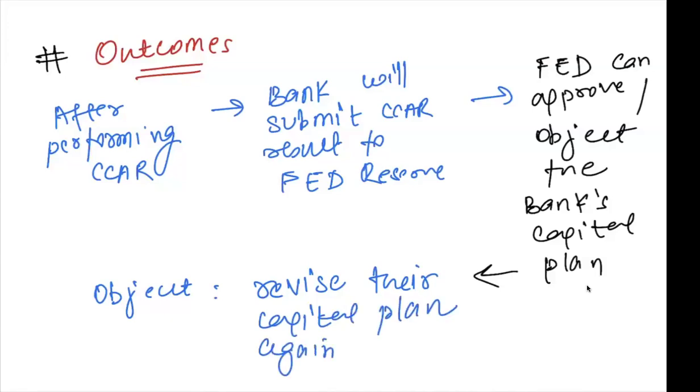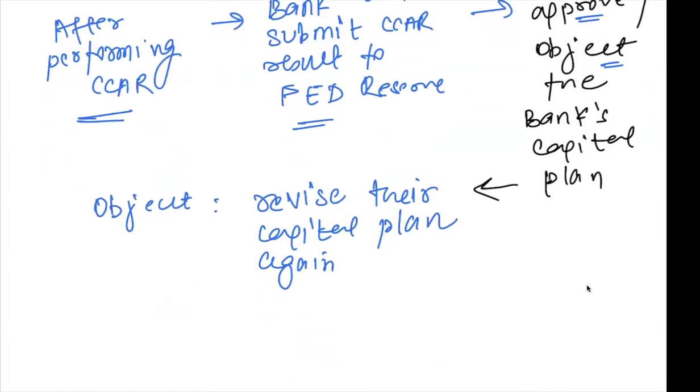So this is the outcome of CCAR. The bank will perform CCAR and submit the results to the Fed. Either the Fed will approve or the Fed will object to the results. And if they object, the bank has to revise their capital plan again.